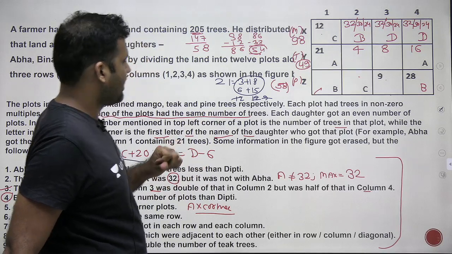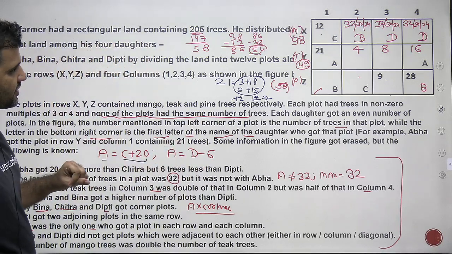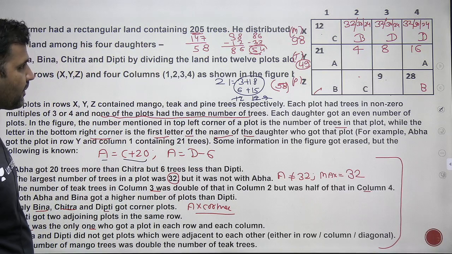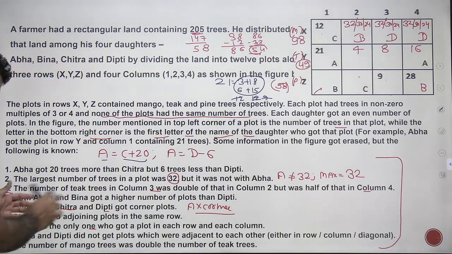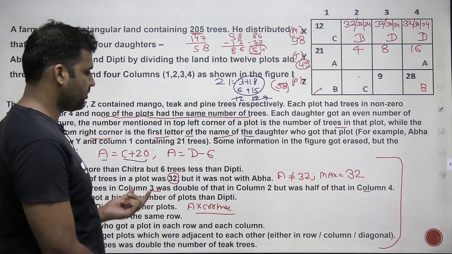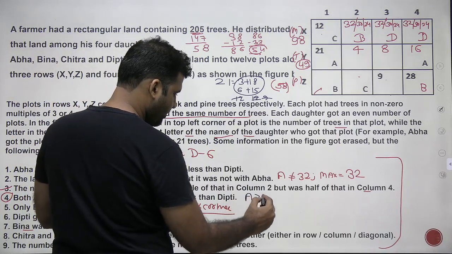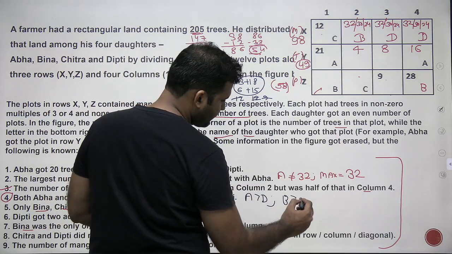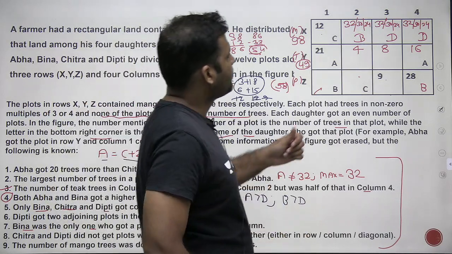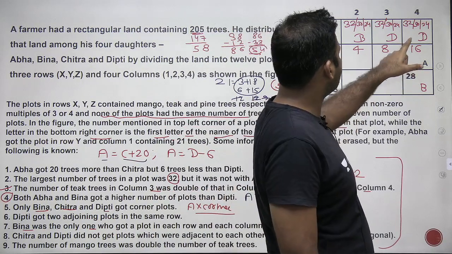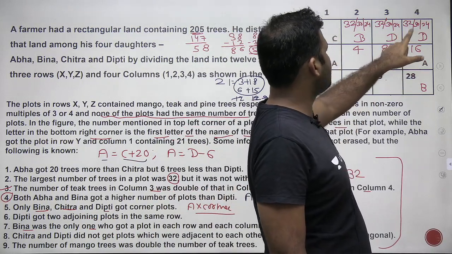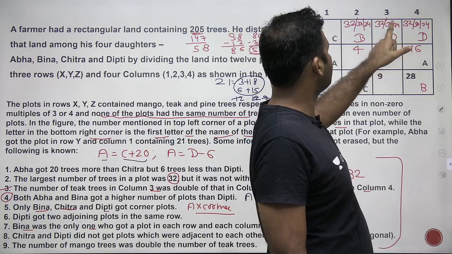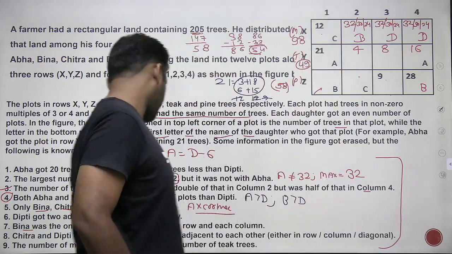Okay. Now, again, the D value is not known to us right now, so again, we cannot use it. Now, let's see which information we have to use next. Both Abha and Beena got a higher number of plots than Dipti. Abha is getting more plots than Dipti, and Beena is also getting more plots than Dipti. So Dipti must be getting either 24 plus 30 or 32 plus 30, that number of possibilities.